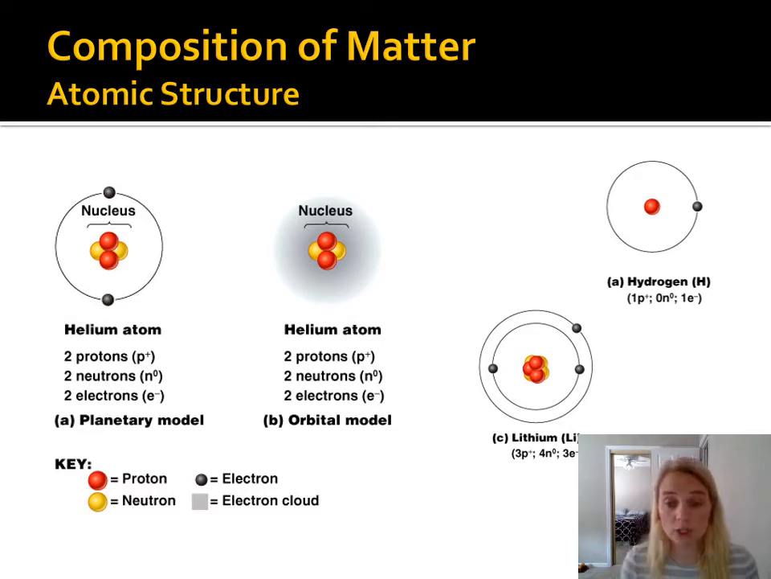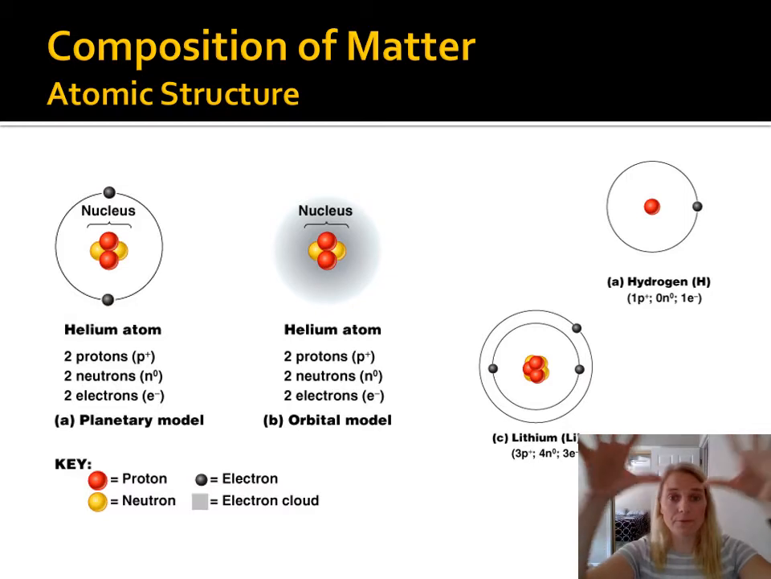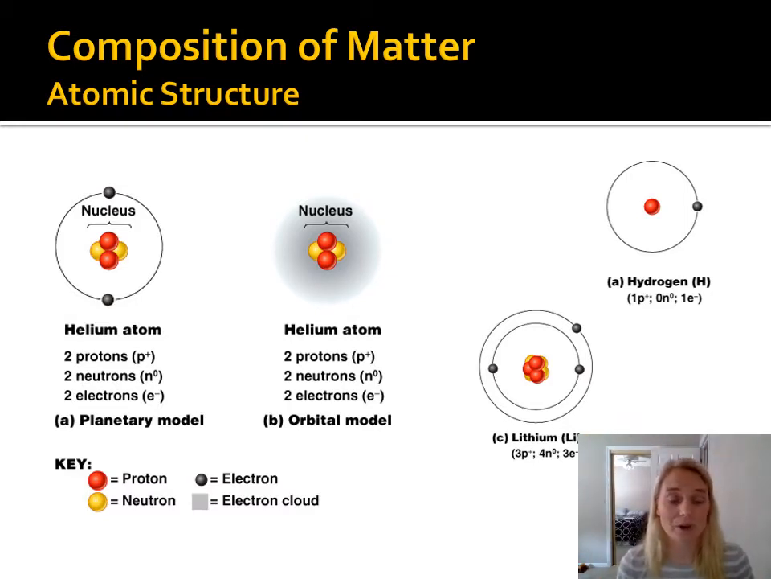Structurally, they have a nucleus, and just like a cell has a nucleus, it just means center of something. The nucleus is where we have protons and neutrons, and hovering, orbiting, clouding, whatever model you want to use, electrons are outside of the nucleus. In our diagram here of helium, the red is the protons, the yellow is the neutrons, and those are found in the helium nucleus, and the black are the electrons, found orbiting around the outside.